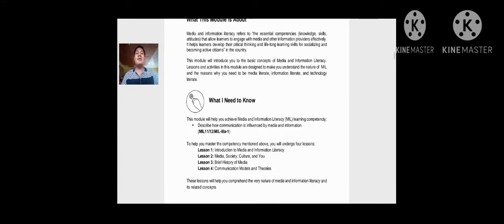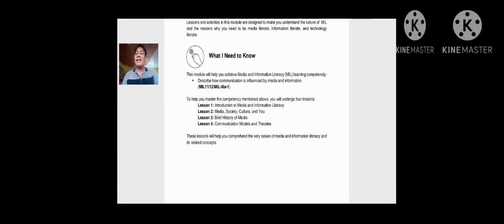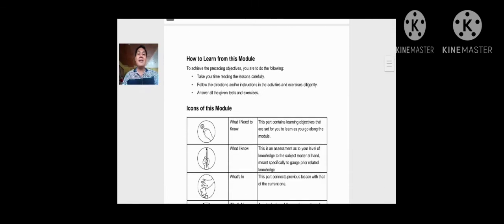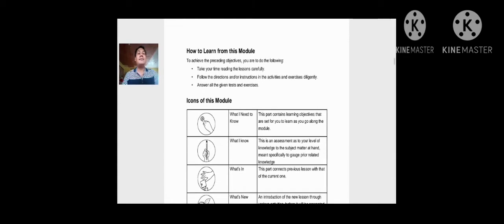So this module will tackle 4 lessons. Lesson 1, the introduction to media and information literacy, which is all about. Lesson 2, the media, the society, culture, and you. Lesson 3 is the brief history of media. And lesson 4 is the communication models and theories. Ladies and gentlemen, let us all familiarize ourselves with the different icons that you're going to use in the whole module.